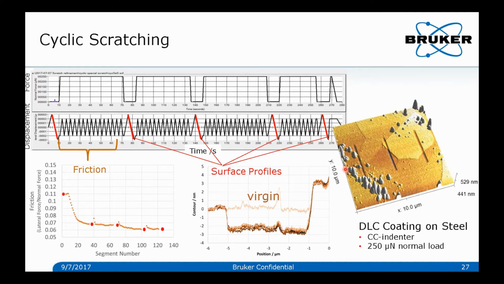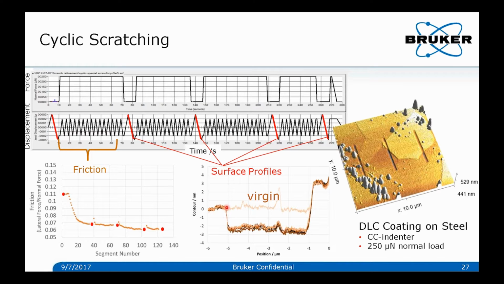This example is a reciprocating scratch test where we're scratching back and forth across a smooth surface and periodically measuring surface profiles. The red segments are the surface profile measurements where you're applying a very low force and just following the topography of the sample. In between that, we have many cycles of scratch where we're applying a higher force, 250 micronewtons of force, for many cycles, and then we go back to just measure the profile.